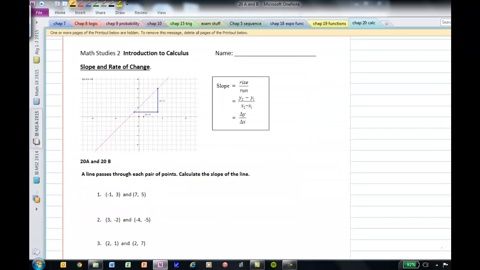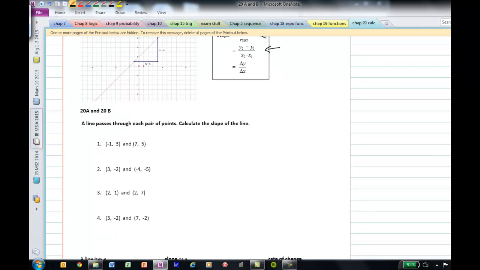So now turn to the first packet that I gave you. It's labeled Math Studies 2, Introduction to Calculus. And we're going to talk about slope and rate of change. Just so you remember, slope is rise over run, which is the same as the change in y over the change in x, which you can also write as delta y, delta x. So go ahead and pause the video here and solve these problems.